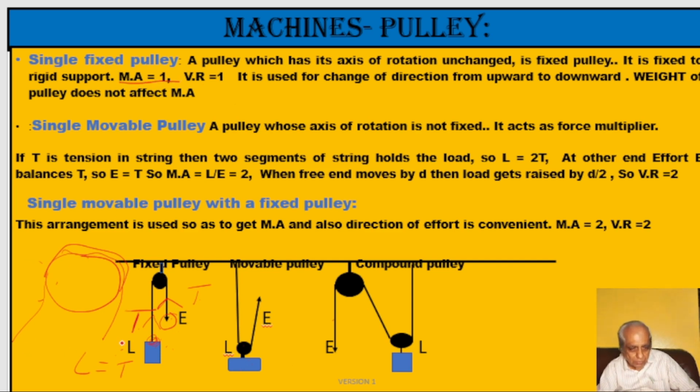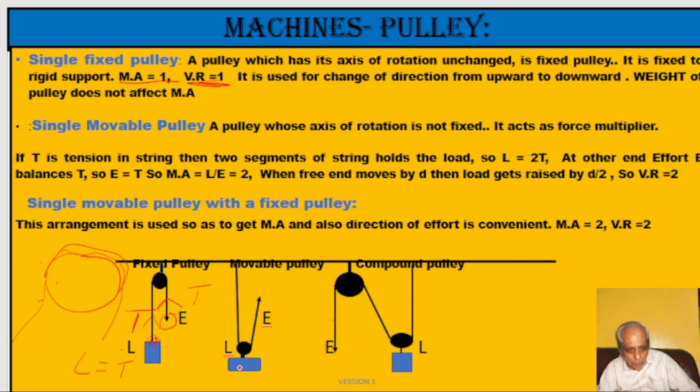Now if this load is lifted by 5 centimeter, that means I have also pulled the effort by 5 centimeter. So the distance moved by effort and load are the same, so velocity ratio is 1. So you should remember that for a fixed pulley, M.A. is 1 and VR is 1. Now let us see what happens in case of a single movable pulley.